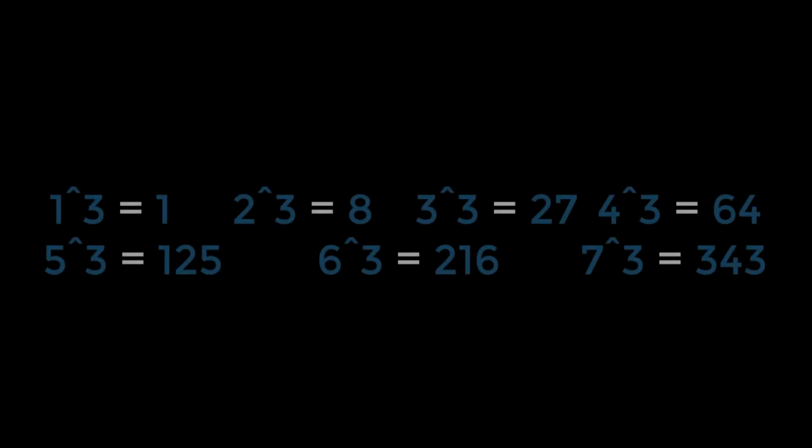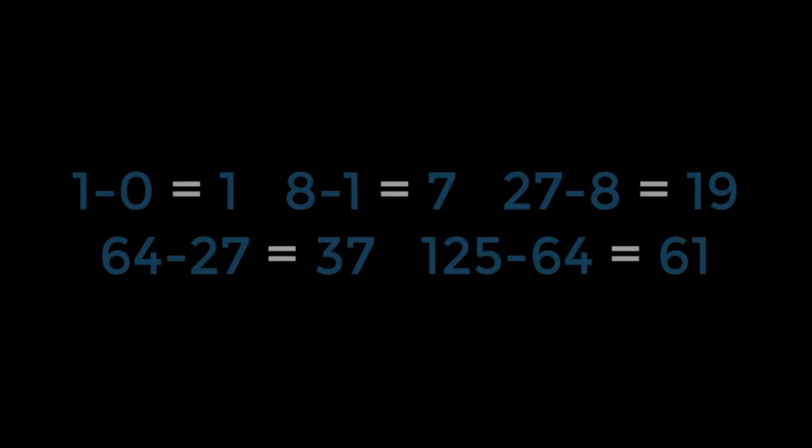I wanted to know if there was a similar pattern with the cubed numbers. 1 cubed is 1, 2 cubed is 8, 3 cubed is 27, 4 cubed is 64, 5 cubed is 125. When you subtract these numbers from each other, the differences are 1, 7, 19, 37, and 61. So they don't seem to have a similar pattern. They do, it's just harder to notice.